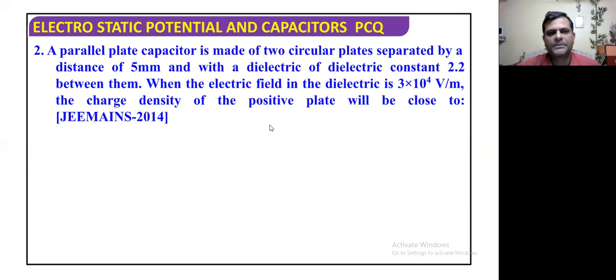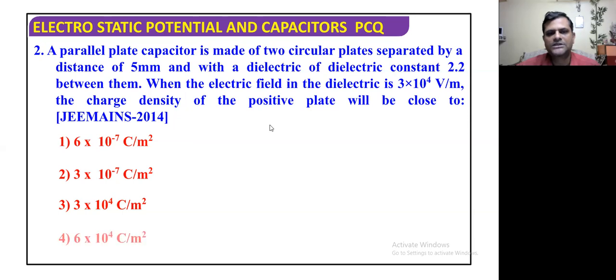A parallel plate capacitor is made of 2 circular plates separated by a distance of 5 millimeter with a dielectric constant 2.2 between them. When the electric field in the dielectric is 3 into 10 raised to 4 volt per meter, the charge density of positive plate will be very close to. Okay, so we want to find out the charge density of the positive plate.